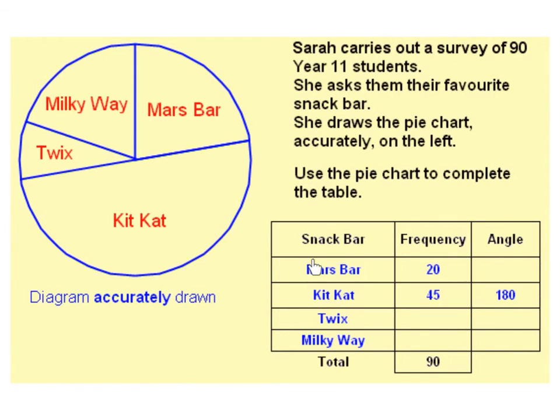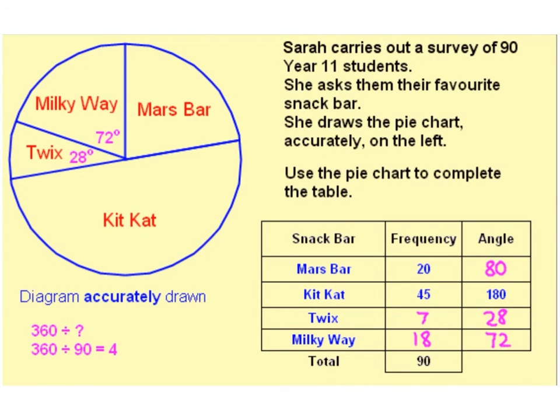So we have Mars bar with a frequency of 20, but we do not know the angle. We have Kit Kat with a frequency of 45 and an angle of 180 degrees. Twix and Milky Way, we don't know the frequency or the angle, but we do know that the total frequencies add up to 90. And we also know that the total angles add up to 360 degrees, even though it's not drawn in. So the total number of students surveyed was 90. So the total frequency is 90. So 360 divided by 90 is 4.